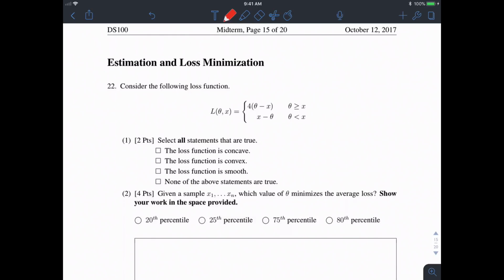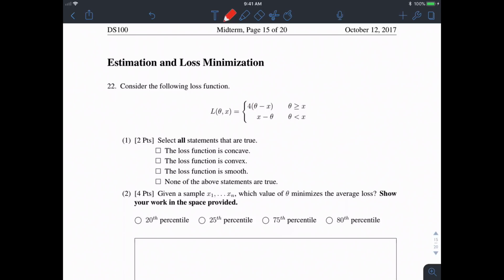Now we will look at the estimation and loss minimization portion of this exam, corresponding to problems 22 to 24. So we're given this loss function L of theta and x, which returns 4 times the difference of theta and x when theta is greater than x, and the difference of x and theta when theta is less than x. Okay, so this is very similar to the absolute loss. In fact, it's exactly the absolute loss if we were to ignore this 4.